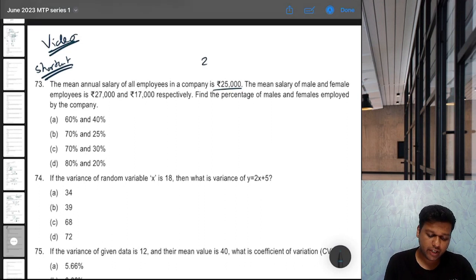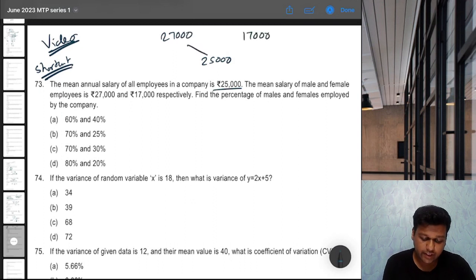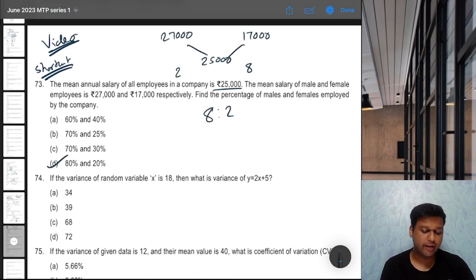If the combined mean is 25,000 and the separate means are 27 and 17, then the only thing you have to do is take the difference. 27 and 25 difference is 2000, let's say 2. And the difference between 25 and 17 is 8. And then reverse it. So 8 is to 2 is your answer. That is 80-20, option D.